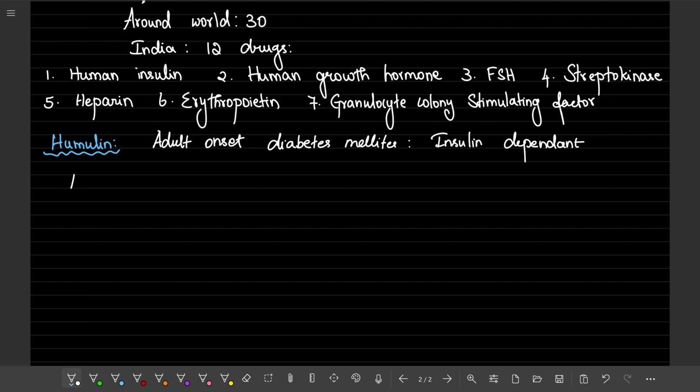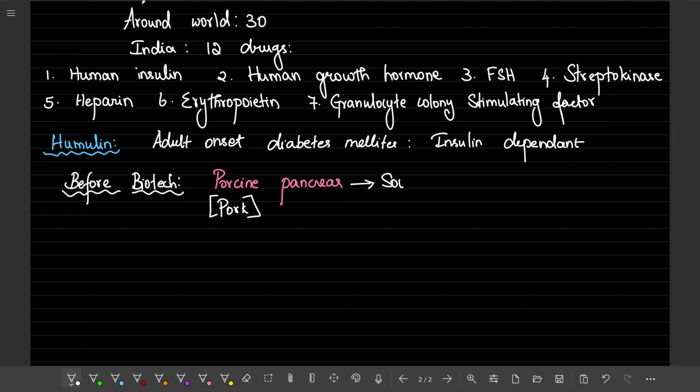Now, before biotechnology, what was the source of insulin? Porcine pancreas. What does porcine mean? Pork, pig. Bovine means cow. So bovine means cow, porcine means pig. Porcine pancreas was the source of insulin.